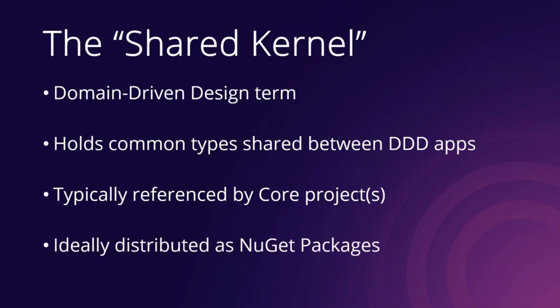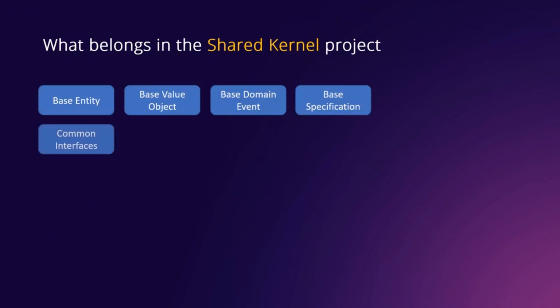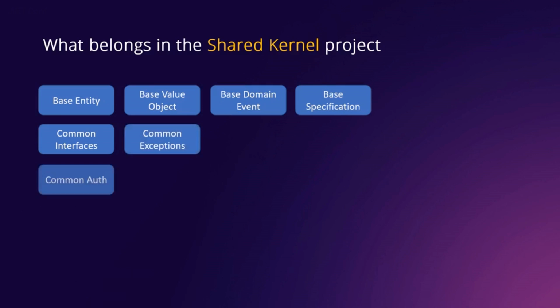And the best way to distribute this is as a NuGet package. So inside the template, I have a project for shared kernel, but you should take that and publish it as your own NuGet package from your own internal corporate NuGet server. What goes in here? There's going to be all kinds of base types, especially DDD base types. So your base entity, your base value object, your base domain events or specifications, other common interfaces, common exceptions, auth types of things like user types or things like that.